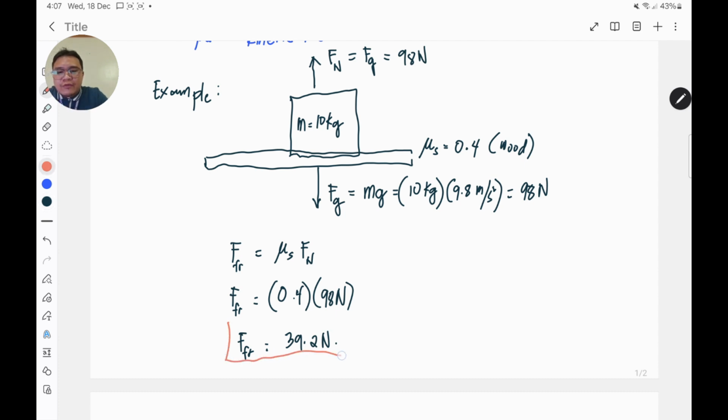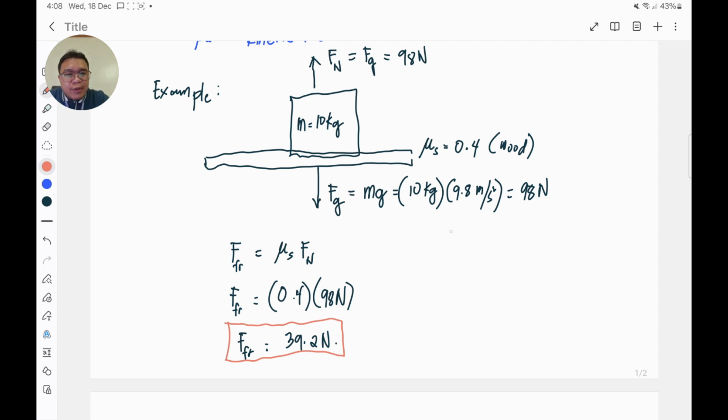This is the amount of frictional force that is present on the box due to the rough surface of your wood. Now, what does this imply? This is how you're going to understand this. In order for you to move this box, you must overcome a frictional force of 39.2 newtons. Meaning to say, unless the force that you apply is bigger than the frictional force, this box will not move.